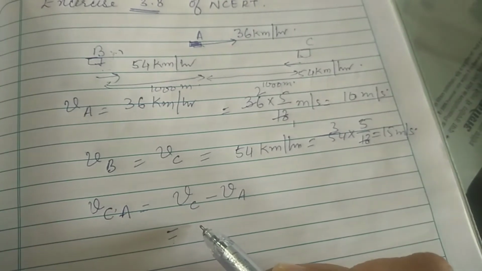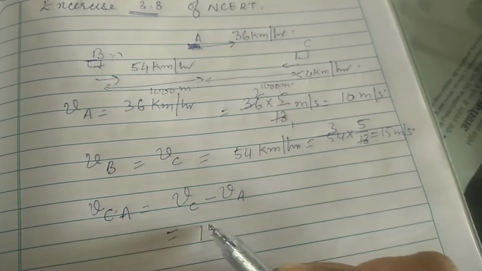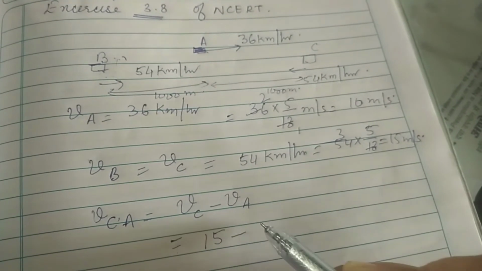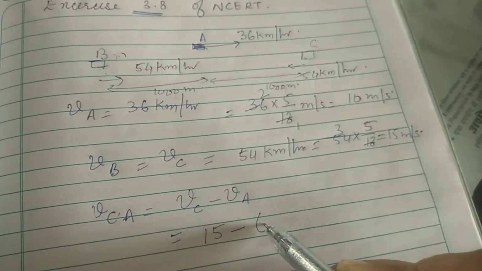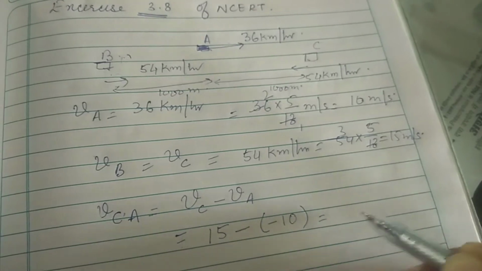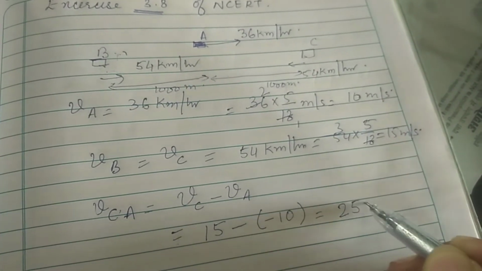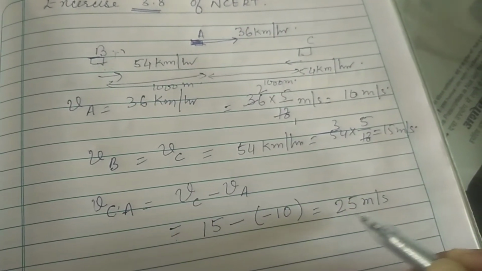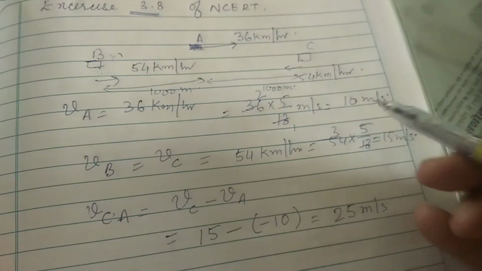So car C is moving with the velocity 15 meter per second. Car A is moving opposite to car C, so that is minus 10 meter per second. So what you will get is 25 meter per second. I'm just taking the magnitude here. I'm not putting a plus or minus sign here.